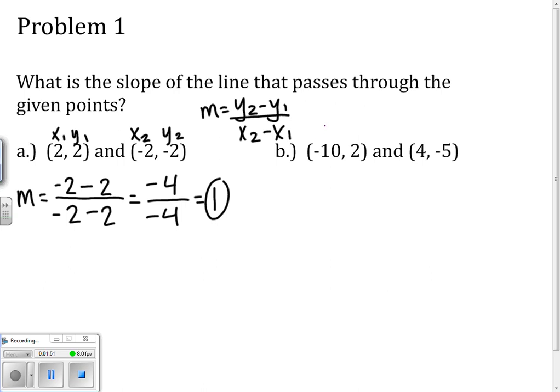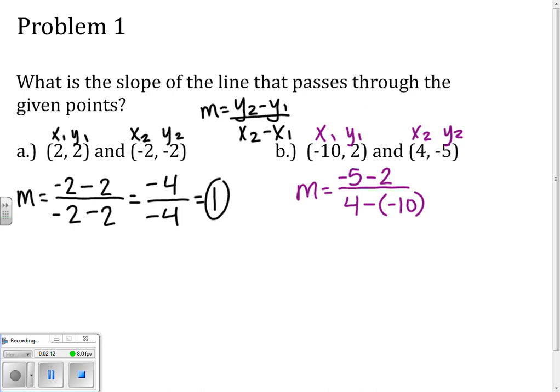If you take a look at letter B, x1, y1, always label them first, x2, y2. So, slope, y sub 2 is negative 5 minus y sub 1 is 2. Keep in mind that minus in between is always a minus. On the bottom, x sub 2 is 4 minus x sub 1 is a negative 10. So you have to be careful with this one. On the top, negative 5 minus 2 is negative 7. But on the bottom, we have a minus and negative, which turns positive. 4 plus 10 is 14. So the slope here is negative 1/2. Negative 7 over 14 reduces.